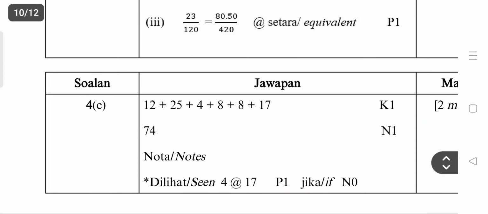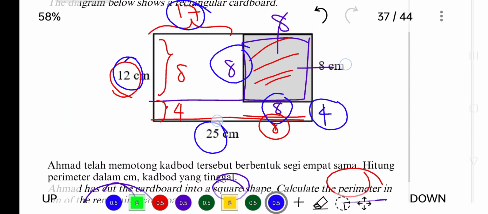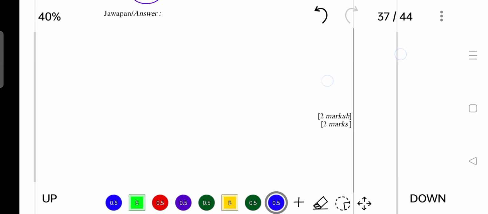Yes. Okay, when you add, please write that down. What are you actually adding up? Because you're eligible to get K1 just for that. Don't simply press on the calculator, right? Please clearly write it down. You get K1. And 74, the sum of those numbers, you get N1, right? So you get 2 marks here.